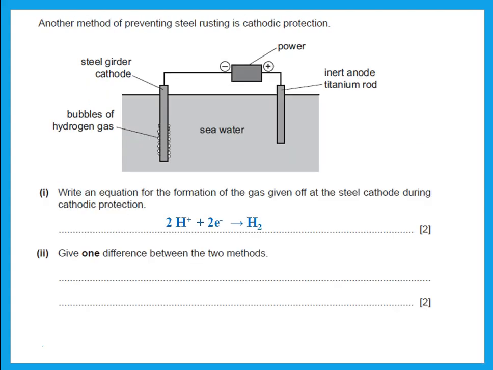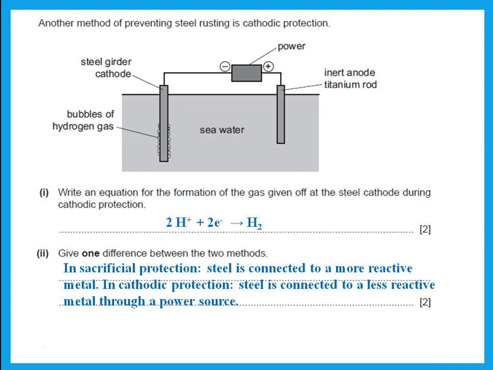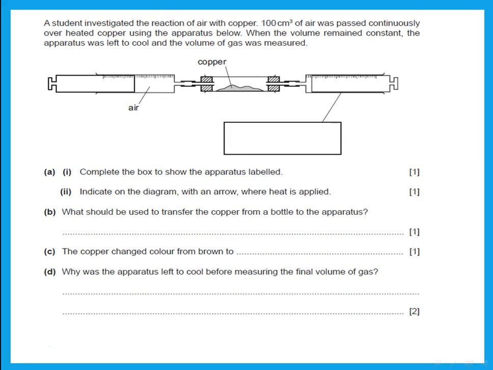Now he's saying, give one difference between the two methods, between the previous method, which was sacrificial protection, and this method. So the difference between them is, in sacrificial protection, steel is connected to a more reactive metal. In cathodic protection, steel is connected to a less reactive metal. Another difference is that sacrificial protection has no power source, but cathodic protection has a power source.